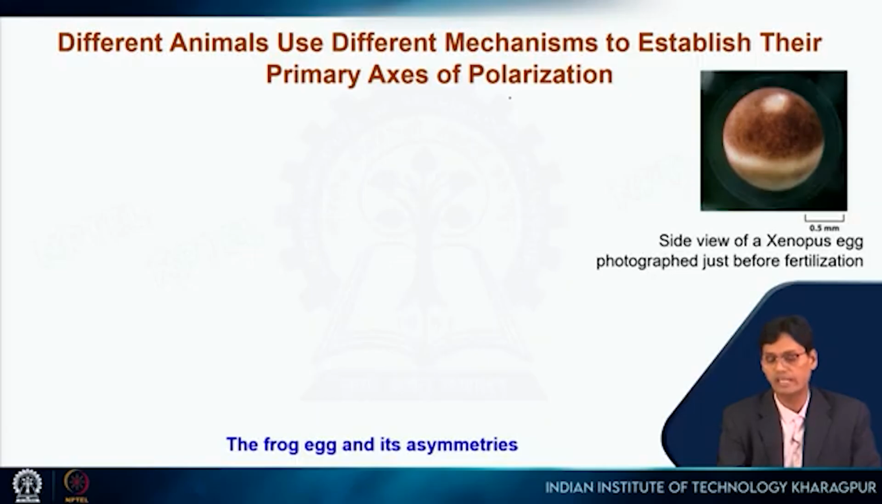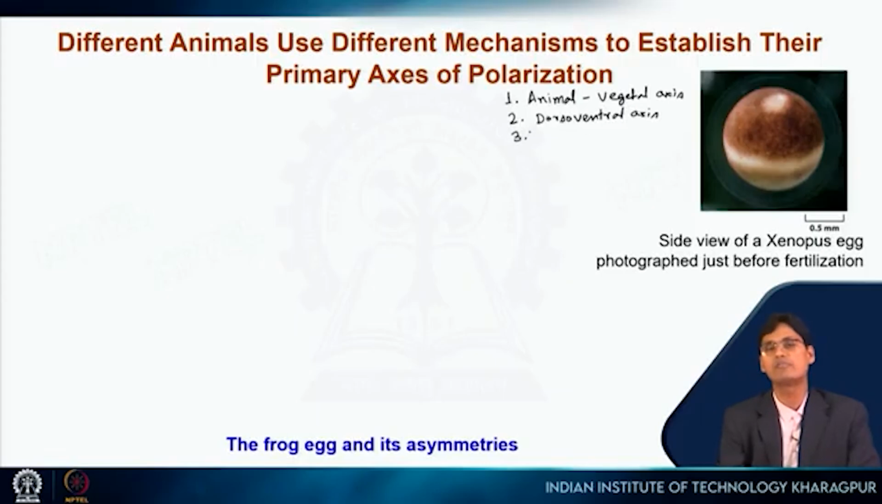The first one is the animal vegetal axis. So 3 axes I told: this is one, the animal vegetal axis. The second one is the dorsoventral axis, and number 3 is the anterior posterior axis.